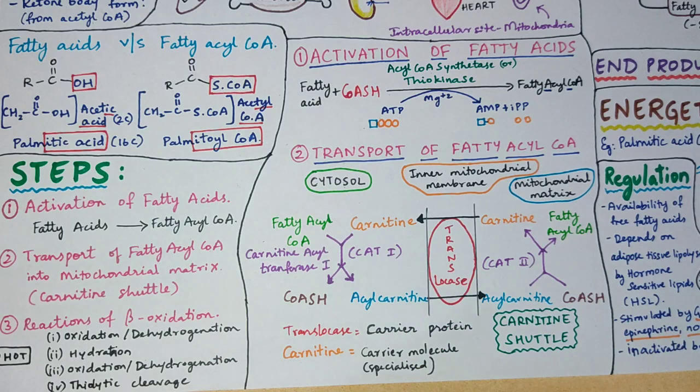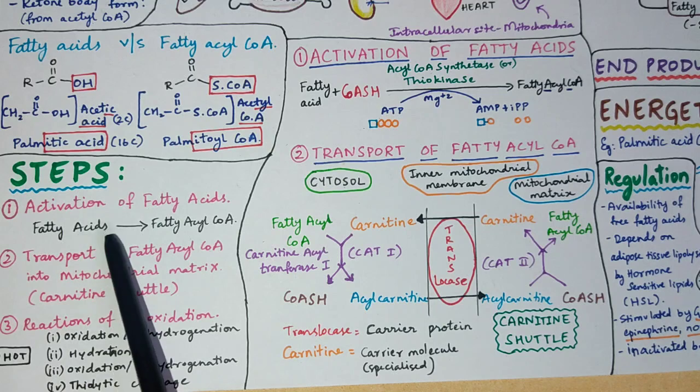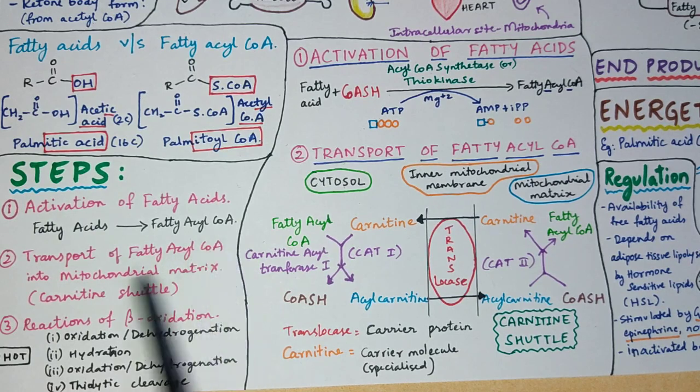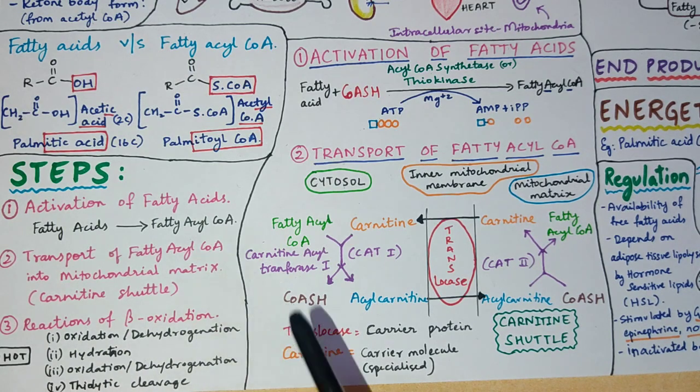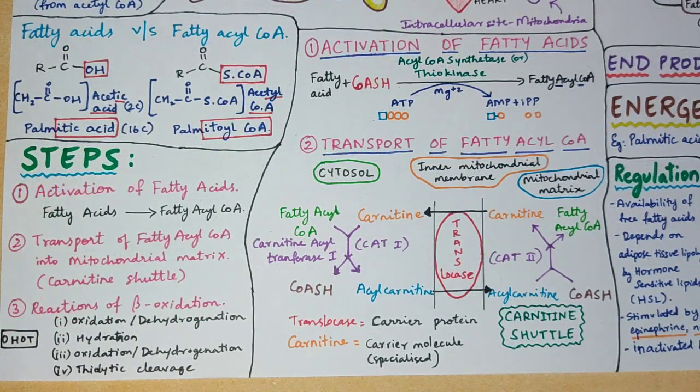It happens basically in 3 steps. One is activation of fatty acids, that is conversion of fatty acids into fatty acyl-CoA. The second one is transport of fatty acyl-CoA into mitochondrial matrix through carnitine shuttle. The third step is reactions of beta oxidation in the mitochondrial matrix. This occurs in 4 steps: oxidation, hydration, oxidation again, and thiolytic cleavage. You can remember this as OHOT. You can even remember as O hot. Oxidation is hot.